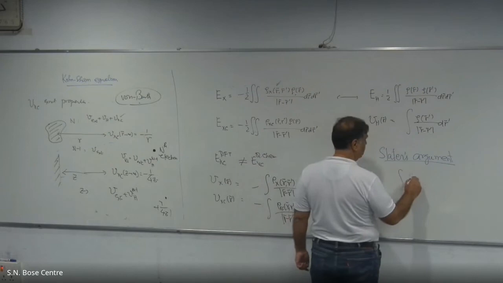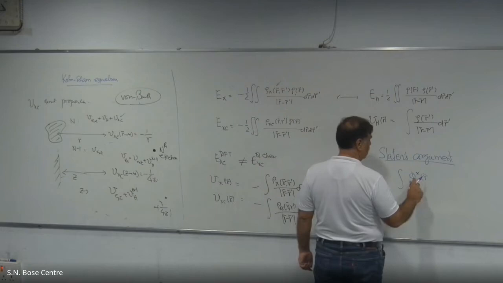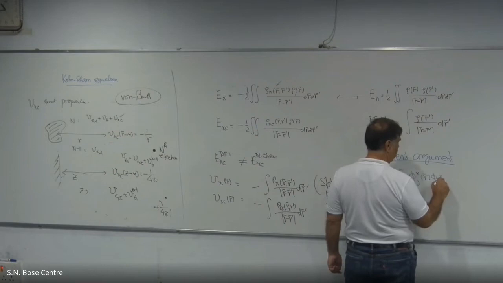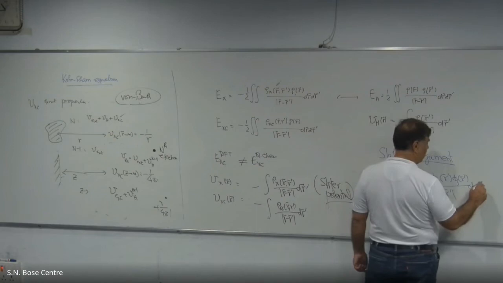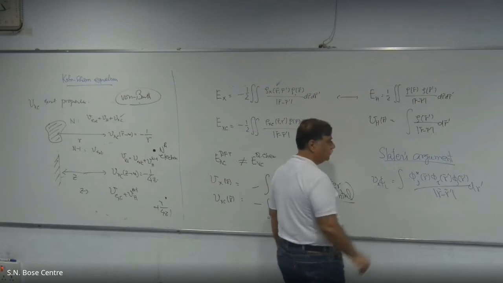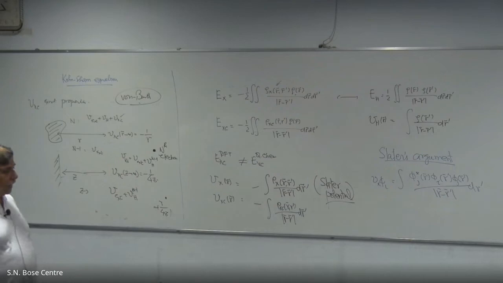ψ_i*(r) ψ_j(r) ψ_i(r') ψ_j(r') over |r minus r'| dr'. That is the exchange potential acting on φ(r). That's what it was. You go back, that's what it is, and there's a minus sign.